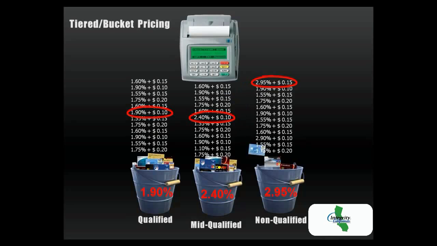cards in that bucket. Additionally, when Visa and MasterCard make changes to interchange rates, it is common for processors to use this as an excuse to raise the rate of the entire bucket, even though it only affects one or two of the cards.